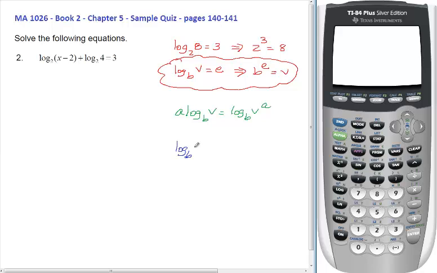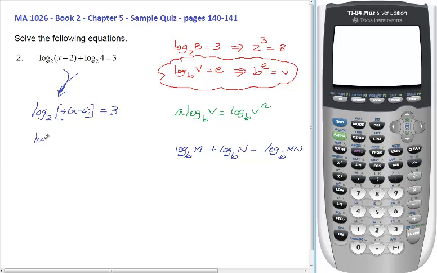If we're adding under separate logs, it means to do what? It means to multiply under a single logarithm. So we call that the product law of logs. I'm going to apply that rule right away. These two will become a single log, and that single log is going to be the log base 2 of 4 times x minus 2, multiply those two, equals 3.